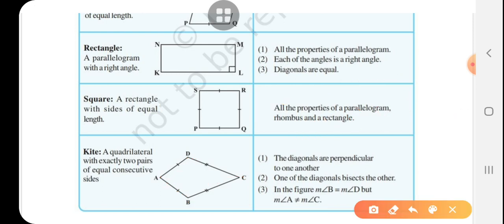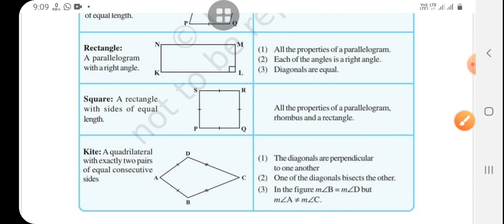Now the third one: the measure of angle B is equal to the measure of angle D, but the measure of angle A is not equal to angle C. It means angle A will not be equal to angle C.